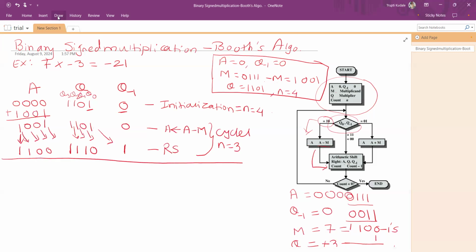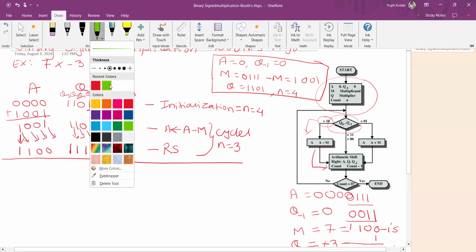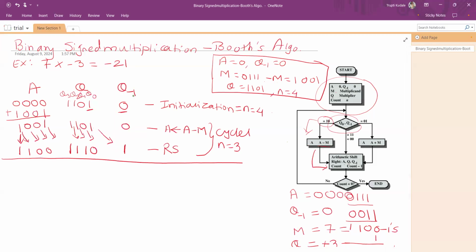Okay. Now second cycle. So after reducing your count, you have to check, is my count equal to 0? No. If it is not equal to 0, you have to repeat these steps again. So again, you have to check Q0 bit and Q minus 1 bit. Now this bit is 0, 1. So if it is 0, 1, you have to perform A plus M.